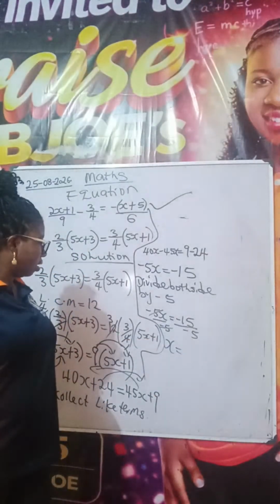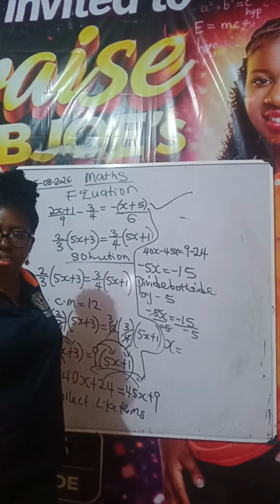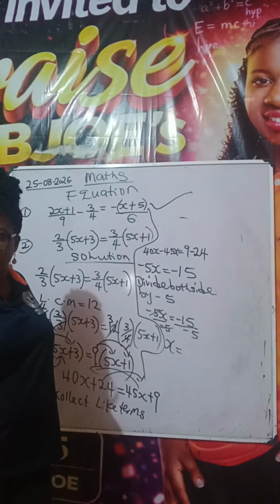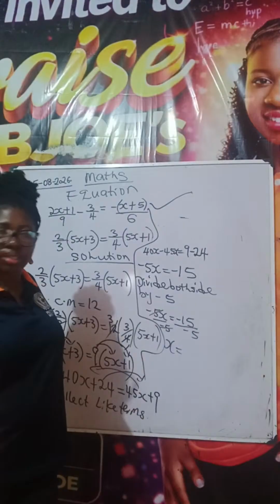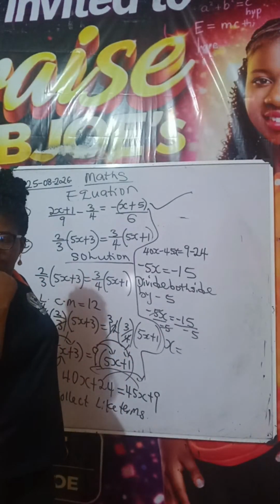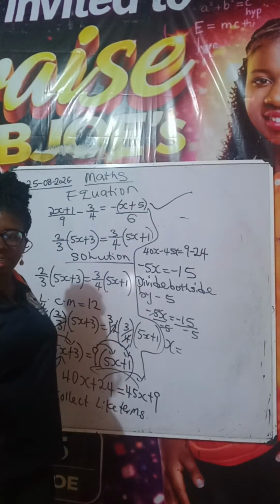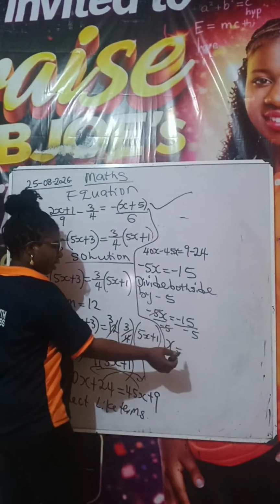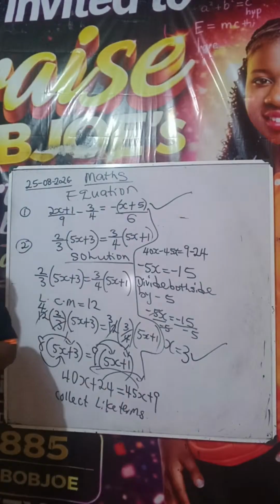What do we have? Minus 15 divided by minus 5. So the answer is what? Everybody, what is our answer? Somebody said minus 3. Some said 3. Is it minus 3 or 3? Which one are we going to write? Remember that minus will remove minus. So the answer is just 3. Correct. So a round of applause for yourself.